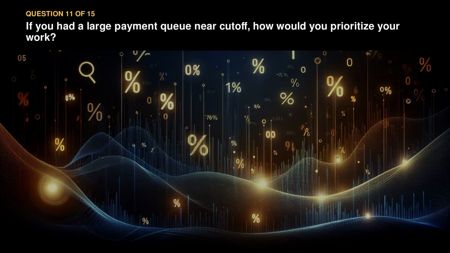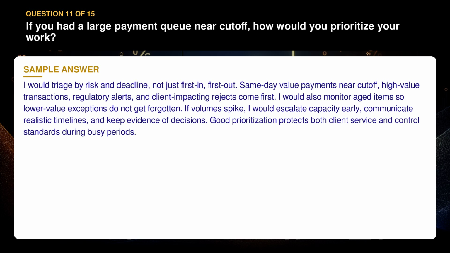Question 11. If you had a large payment queue near cutoff, how would you prioritize your work? I would triage by risk and deadline, not just first in, first out. Same-day value payments near cutoff, high-value transactions, regulatory alerts, and client-impacting rejects come first. I would also monitor aged items so lower-value exceptions do not get forgotten. If volumes spike, I would escalate capacity early, communicate realistic timelines, and keep evidence of decisions. Good prioritization protects both client service and control standards during busy periods.